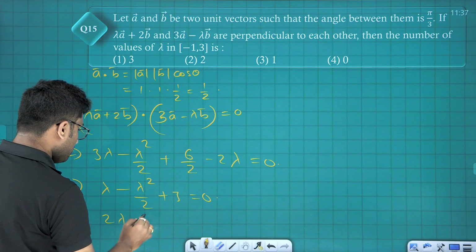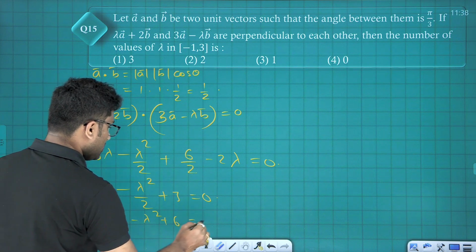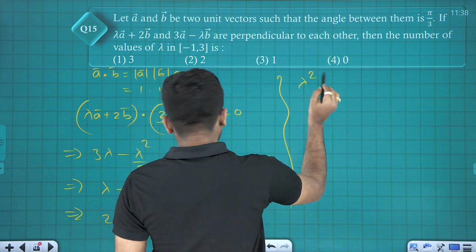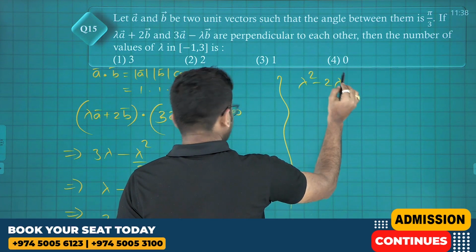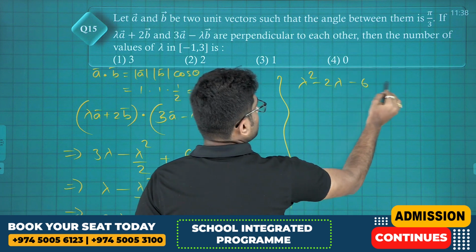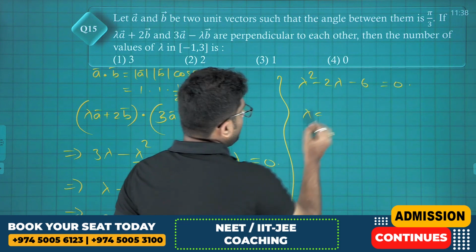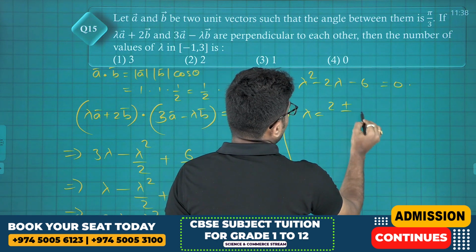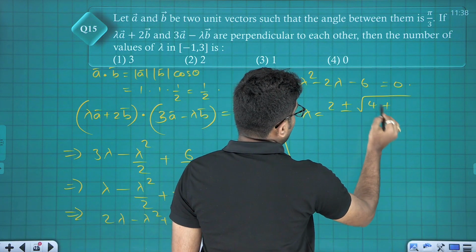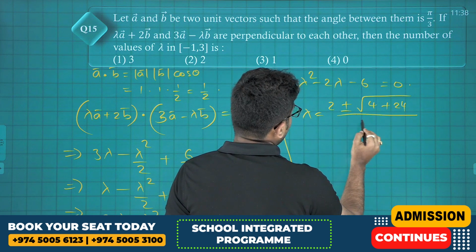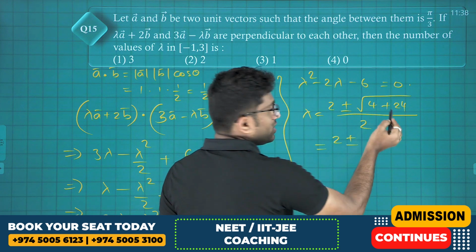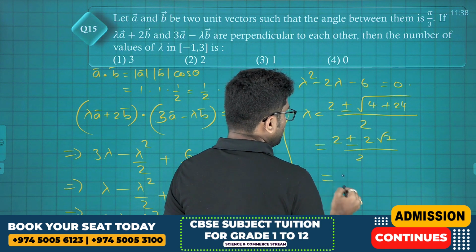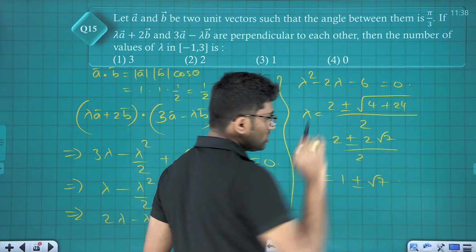So 2 lambda minus lambda square plus 6 is equal to 0. We'll take everything to that side. Lambda square minus 2 lambda minus 6 is equal to 0. We use the quadratic formula: lambda is equal to minus b plus or minus root of b square minus 4ac, over 2a. That gives 2 plus or minus root 28 divided by 2. 7 fours are 28, so 2 root 7 divided by 2, which is equal to 1 plus or minus root 7.